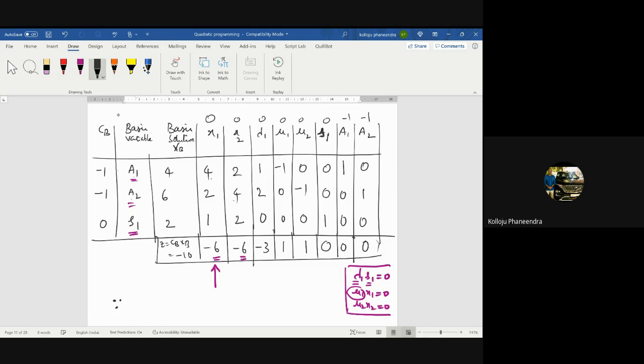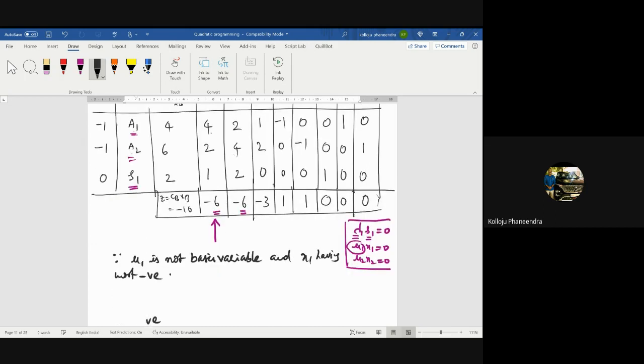Since mu1 is not a basic variable, and x1 having the most negative net evaluation, we can enter x1 as basic variable. We can enter x1 as basic variable. Done. This part is clear, right?